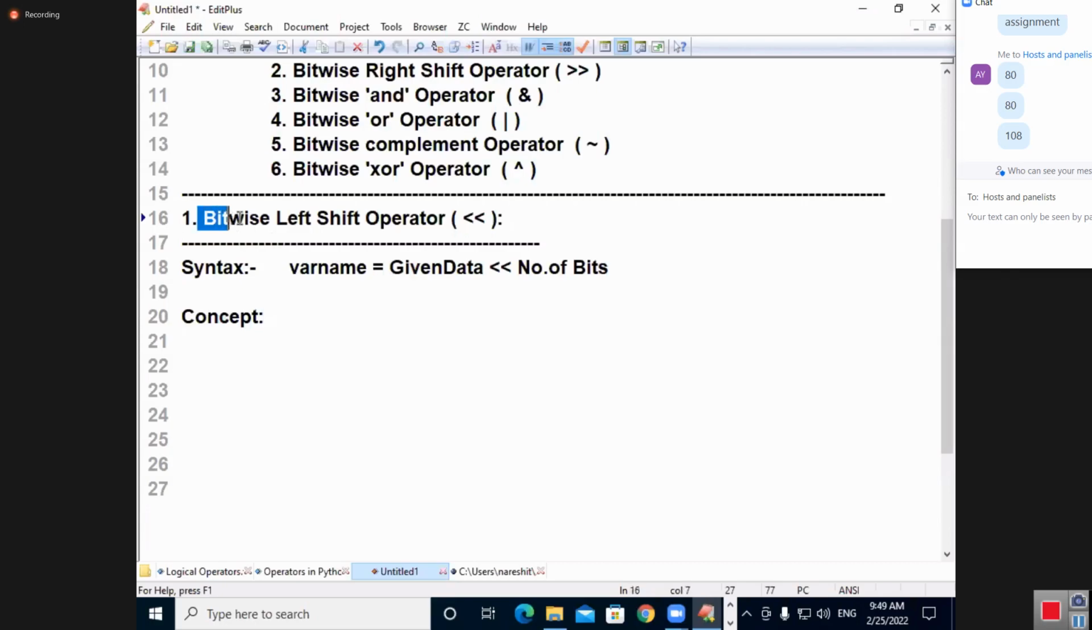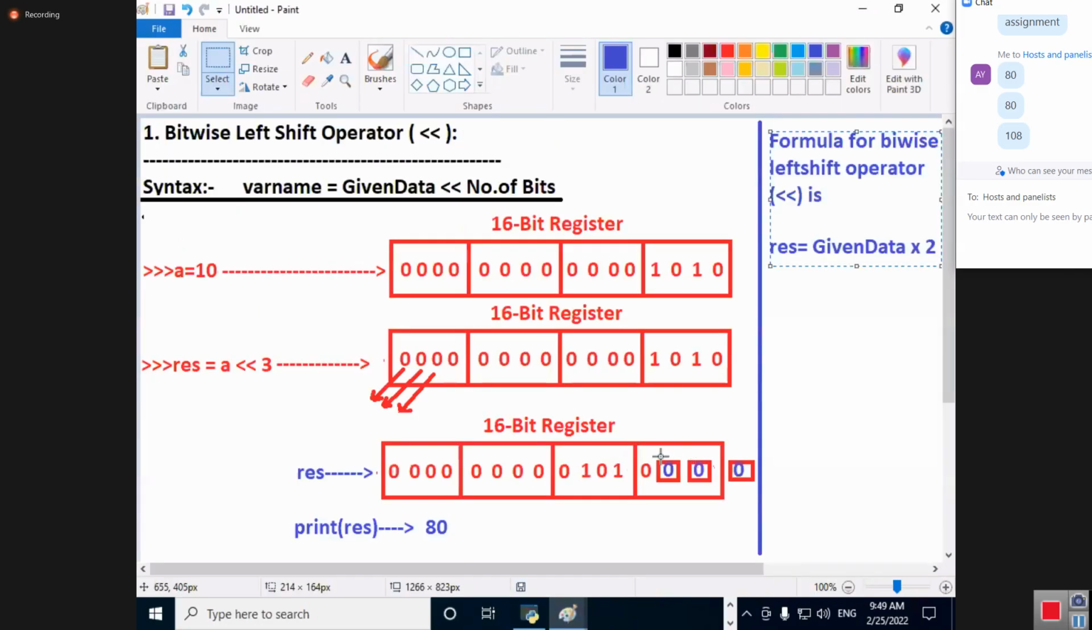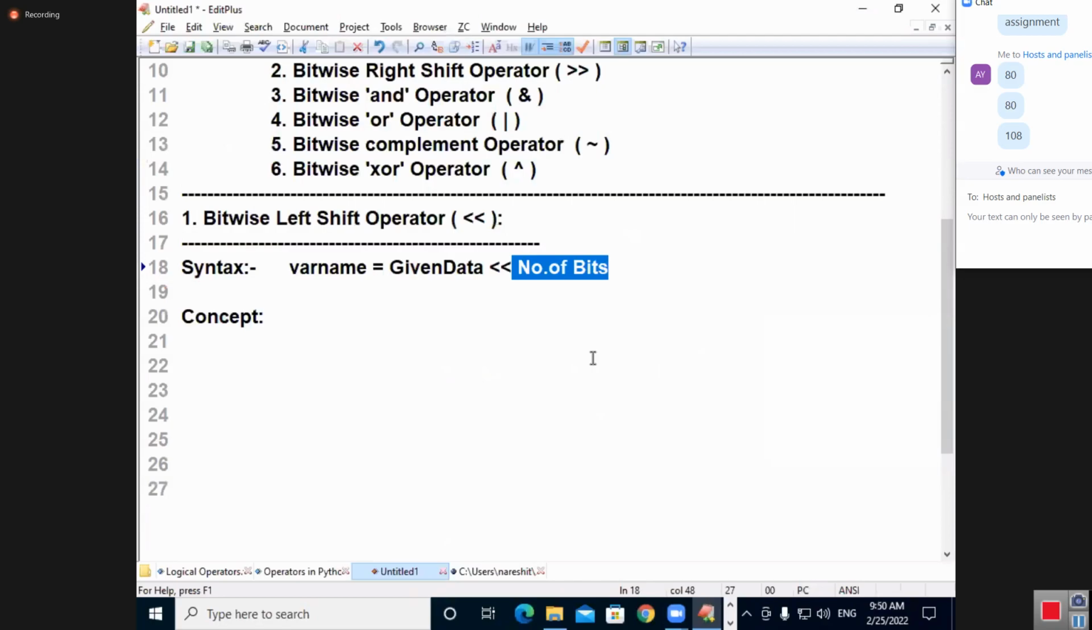The concept of the bitwise left shift operator is that the given data is converted into binary, and those bits are shifted towards the left by the specified number of bits. On the right side, some spaces are left out. In those spaces, what are filled? Zeros.